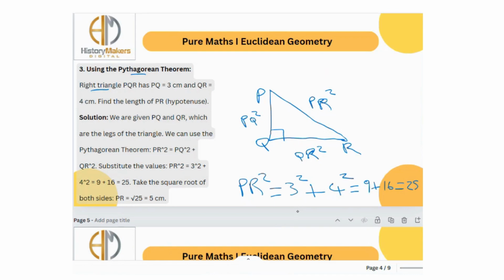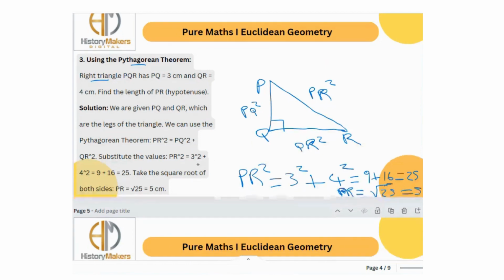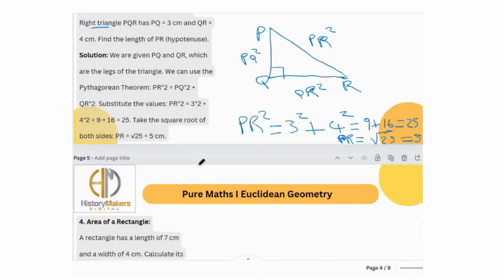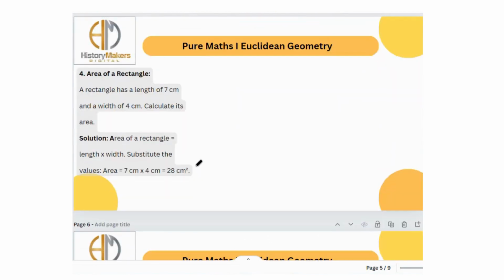Okay. But now that you're looking for PR, you're going to say PR is equal to the square root of 25, which is equal to 5. So that's your final answer in terms of the PR that you were required to calculate. So that's how you go about doing that using the theorem of Pythagoras. Now let's move on to the next question, which is area of a triangle.